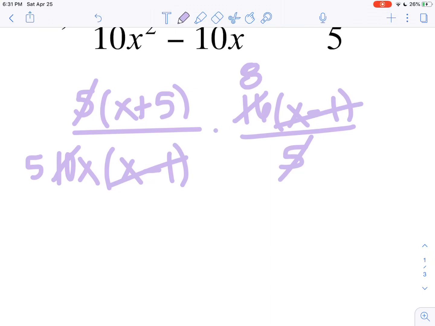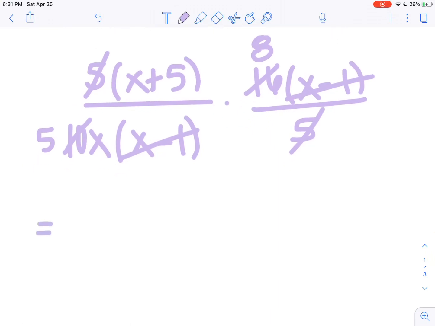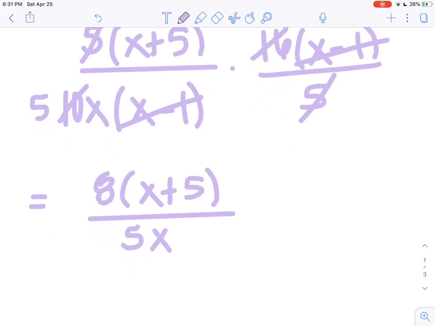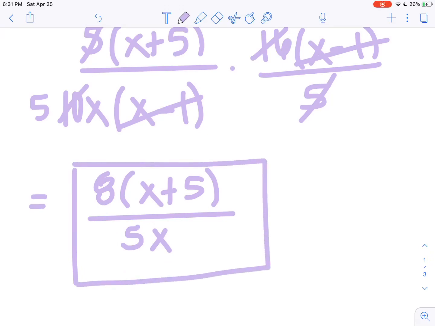So in the numerator, I have 8 and x plus 5 left. So I'm going to write 8 and then leave in the parentheses the x plus 5, over, in the denominator, I have 5x left. You do not have to multiply the 8 back in. You can leave your answer like this and save yourself some time. Again, you can't cross out the 5s and you can't cross out the x's because this x and this 5 are in a binomial and you can't break up a binomial.